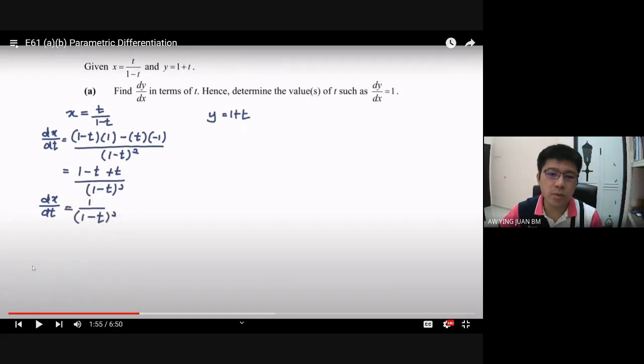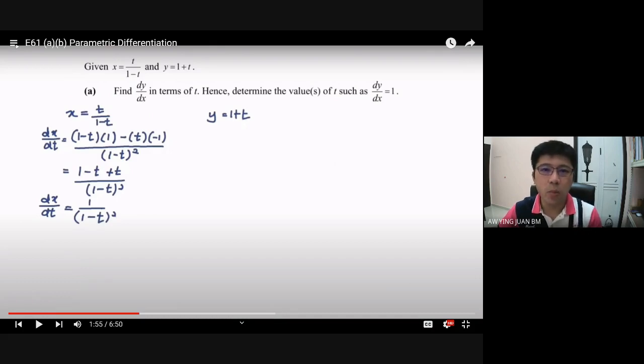Rujuk kepada situasi ini, kita nampak ya, kita ada dx dt. Di sini, sekali lagi, perlu rujuk quotient rule. So, v, u prime, minus u, v prime, over v square. Ingat ya? Kemudian expand, dan akhirnya dapat situasi ini, dx dt in terms of t. Ini adalah salah satu contoh kita kata parametrics differentiation.